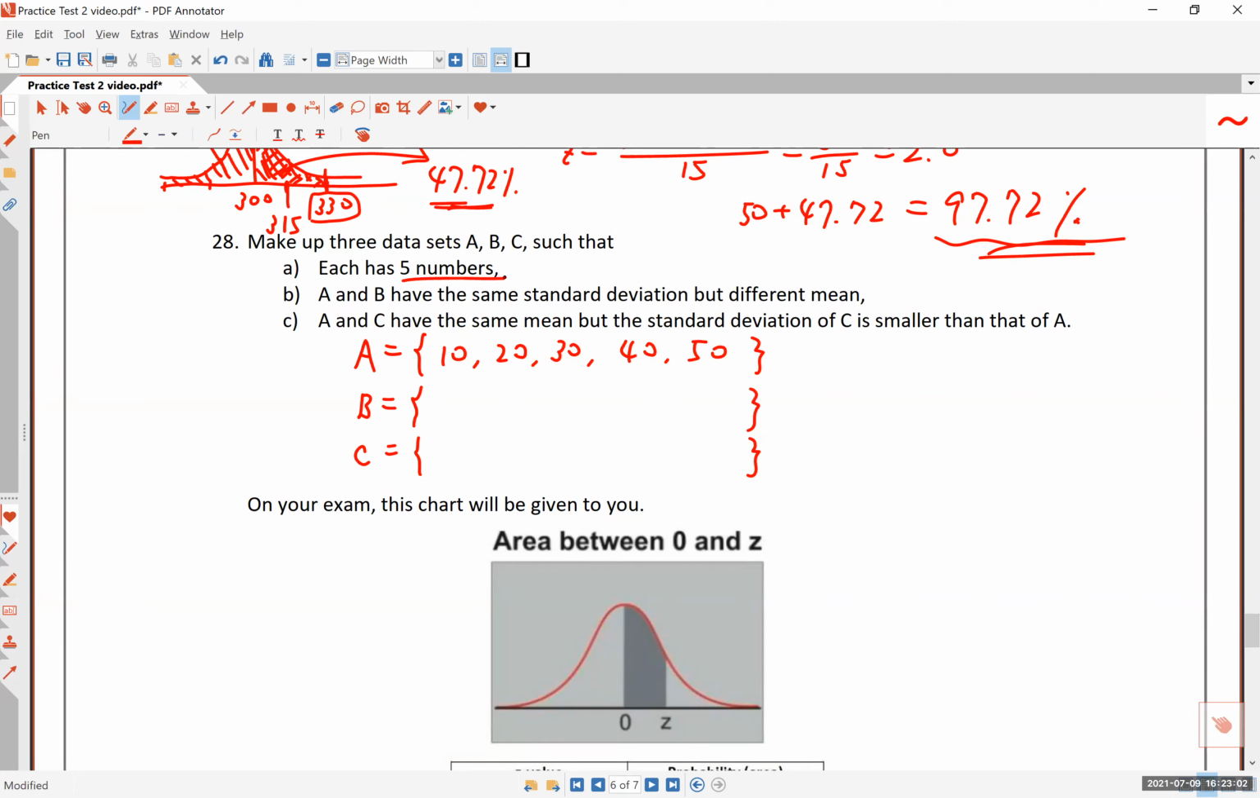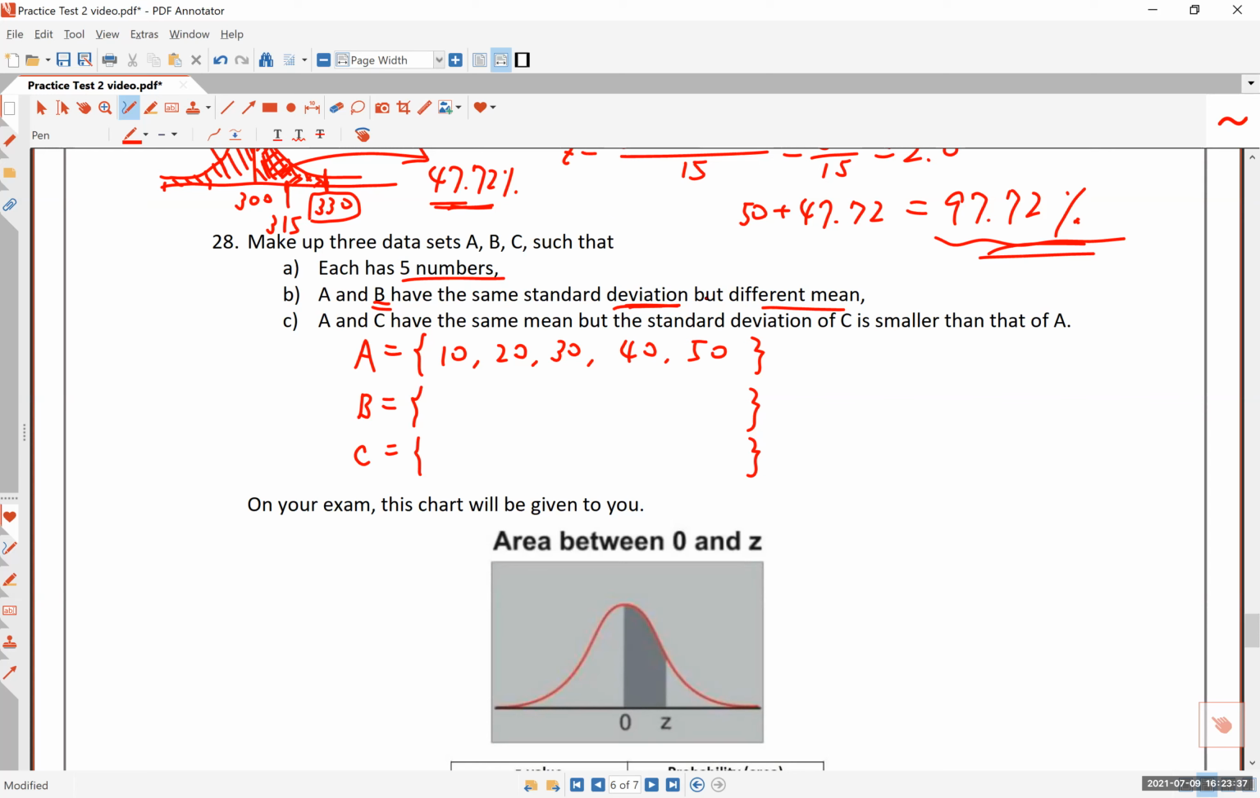And since I have freedom, it's nice to have a 10, 20, 30, 40, 50. That's sort of a standard 5 number set. You can pick your own. I mean, if you want A to be like 0, 100, 200, 300, and 400, that's okay too. Now, the B must have the same standard deviation as A, but different mean, okay? So in other words, B and A have to be distributed in the same way. In fact, almost it has to be exactly the same way, and the standard deviation to be equal.